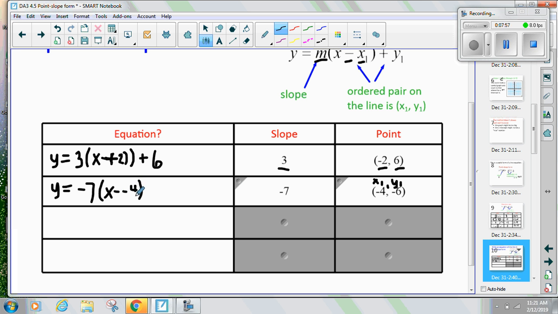Well, we know that minus negative is the same as plus positive. So -7 times x plus 4 plus y sub 1. So plus -6. I could say plus -6, or I could just say -6. So that's one way to write it. I think what you're normally going to see, though, is just -6. So we'll write it that way.